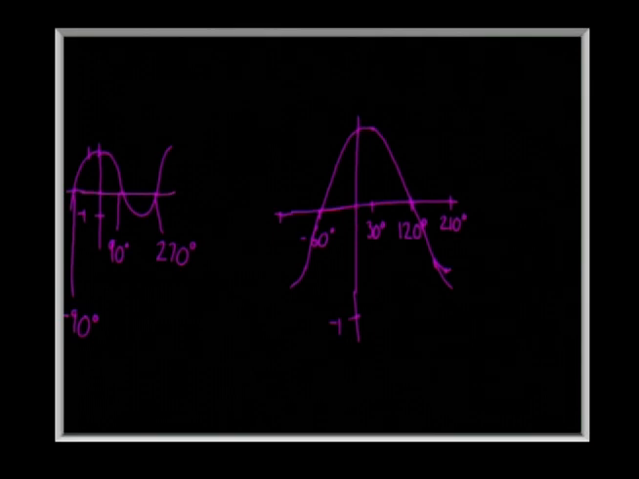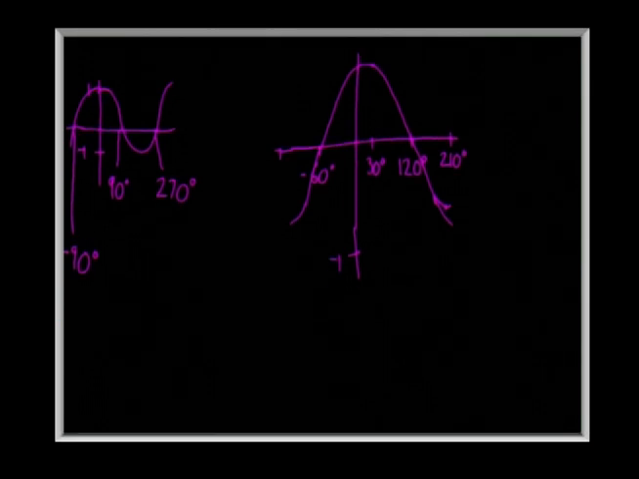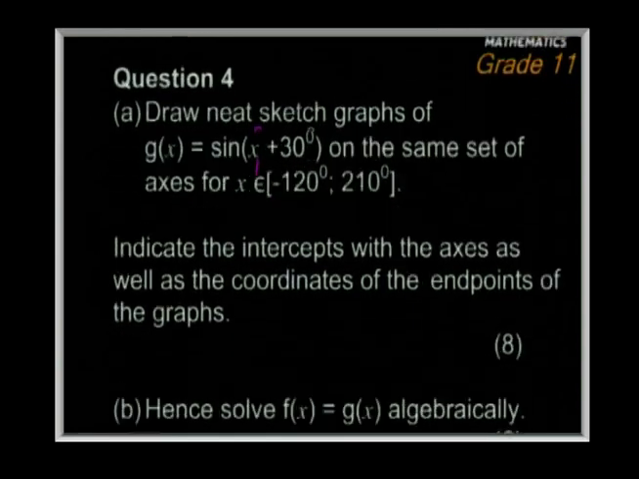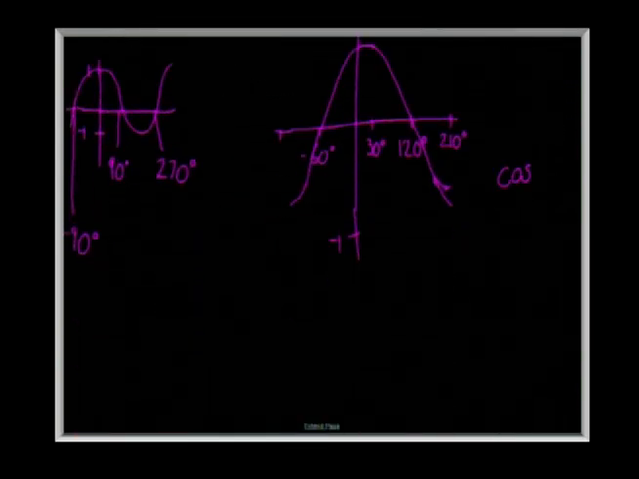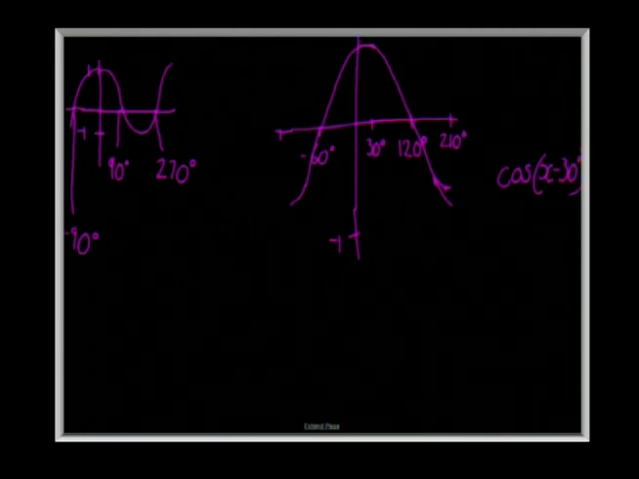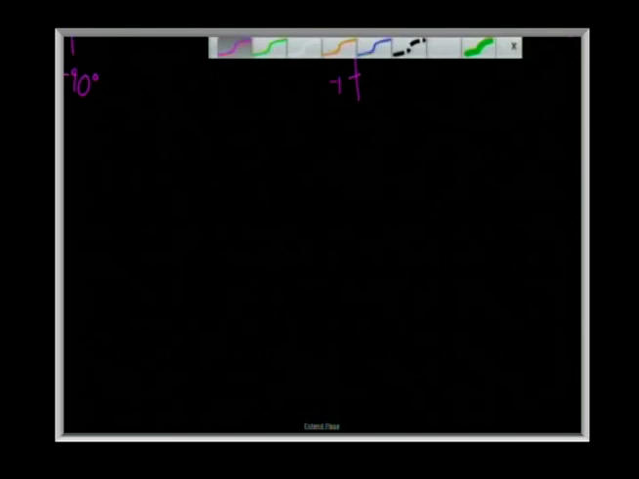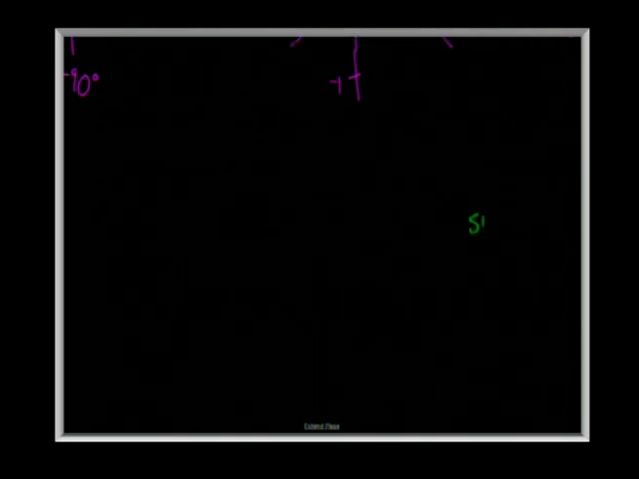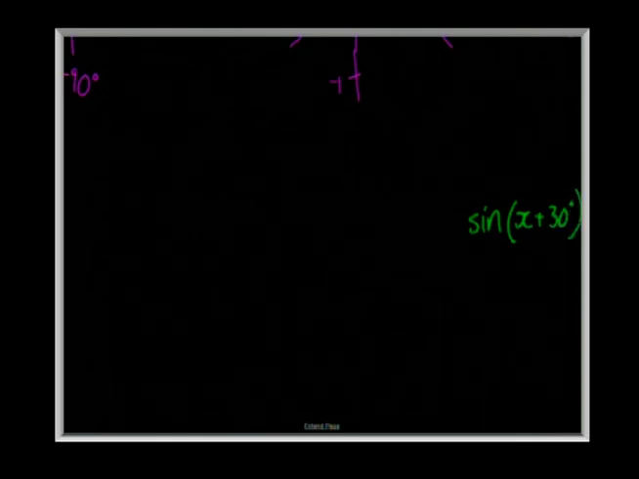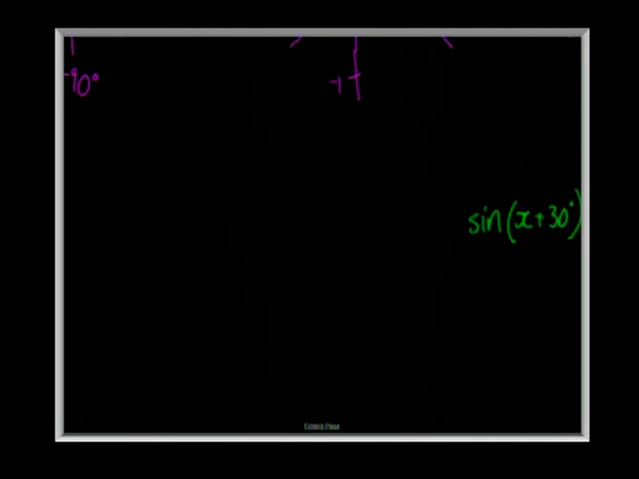Now let's move on to the sine function. Remember, the sine function has exactly the same shape, only it starts in a different place. Let's look at the basic shape and then move it according to what they want. Now the basic sine function, let's just label this quickly. That was cos x minus 30 degrees. And our sine function is going to be sine of x plus 30 degrees. In other words, we're moving 30 degrees to the left, 30 degrees backwards.